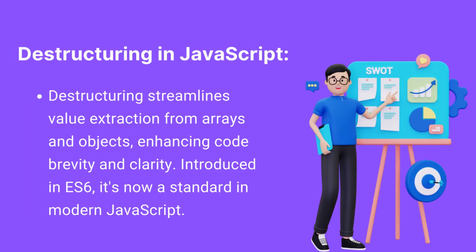Destructuring greatly simplifies the process of extracting values from arrays and objects, making the code more concise and readable. This feature was introduced in ES6 and has since become a standard and widely used feature in modern JavaScript development.